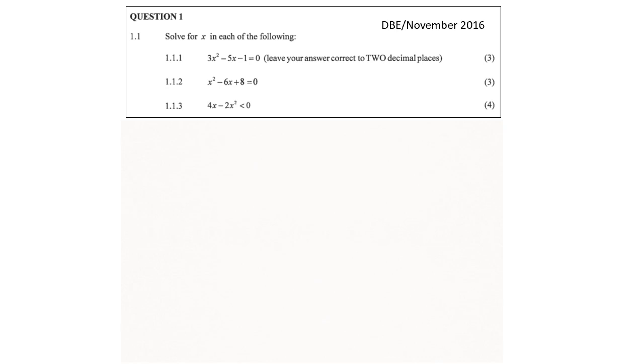In the next question, we have an inequality that we need to solve, and the inequality is 4x minus 2x squared less than 0. There are two options that we can use to solve this inequality. In the first option, we use the inequality as it is given to us, and then we factorize the left-hand side, that is 2x times (2 minus x) in brackets.